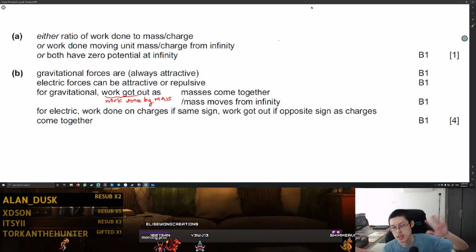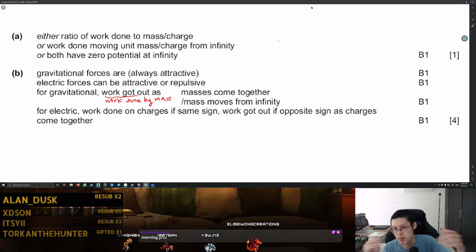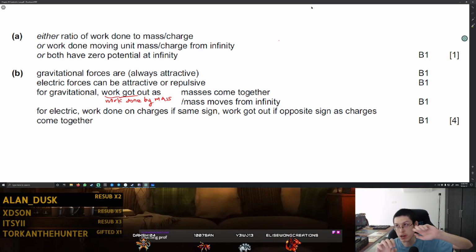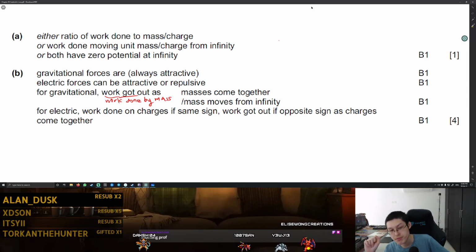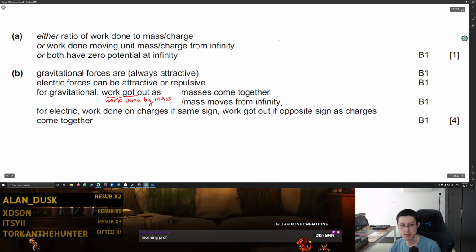So no work is done on the mass. Work is done by the mass because the mass itself moves without needing any external force. So that's what it means by work got out. It's the same as work done by the mass. Okay, so that's what the sentence means.